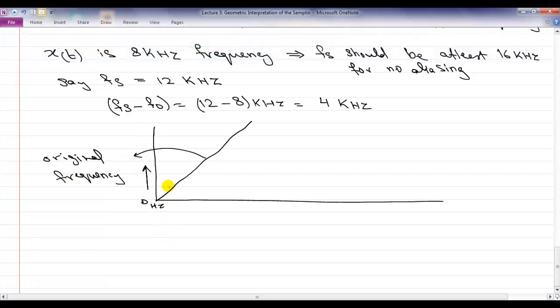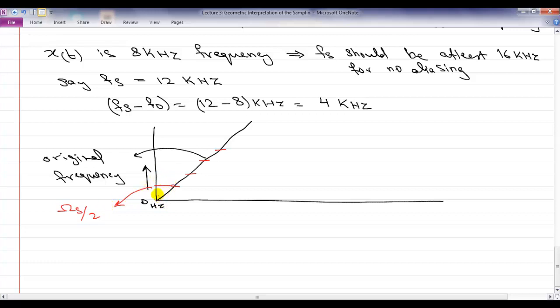And if this is your omega s by 2 frequency, this is your omega s frequency, 3 omega s by 2, 4 omega s, and so forth. What happens is that if you sample any frequency, this is omega s by 2, and between every two lines there is omega s by 2 frequencies difference. So if omega s was 8 kilohertz, up to this is 4 kilohertz, this is 8 kilohertz, 12 kilohertz, 16 kilohertz, and so forth.